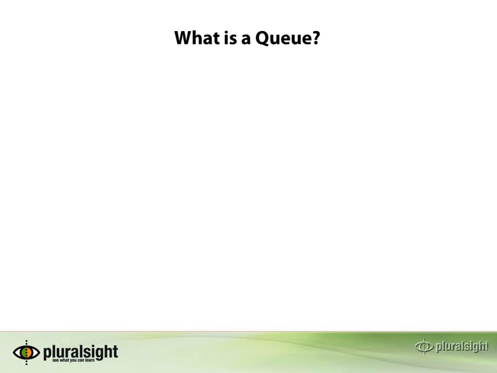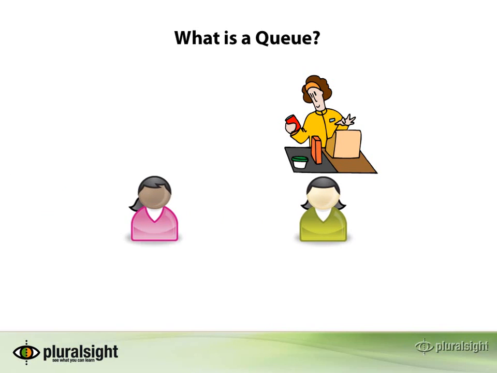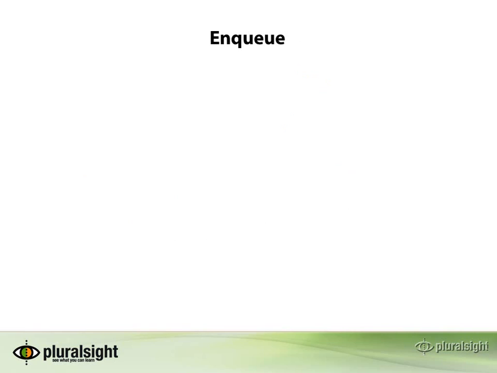So let's start by getting a common understanding of just what a queue is. In its simplest form, a queue is a collection that returns items in the same order that they were added. You can think of this as a checkout line at a grocery store. The people in the line are checked out in the order that they get into the line. First in the line, first checked out. Last in the line, last checked out. It's a pretty simple concept.